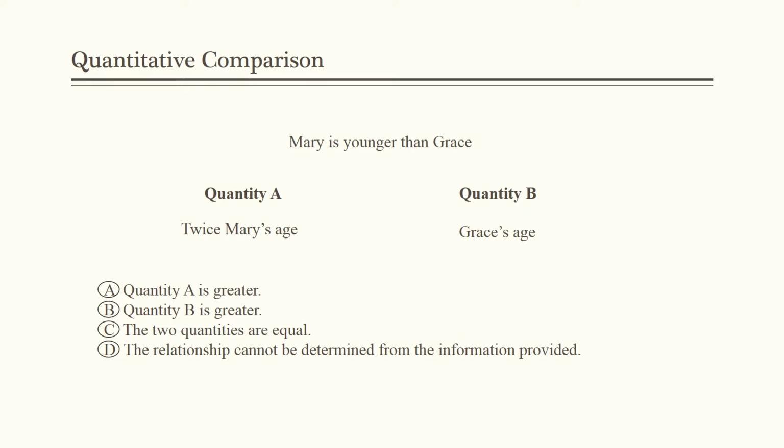Now let's assume Mary is 4 years old and Grace is 10 years old. In this case, quantity A is 2 times 4, which is 8, and quantity B is 10, making quantity B greater than A. Since we cannot determine a relationship between the two quantities, the correct answer for this question is choice D. Relationship cannot be determined from the information provided.